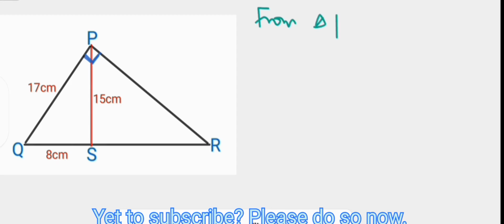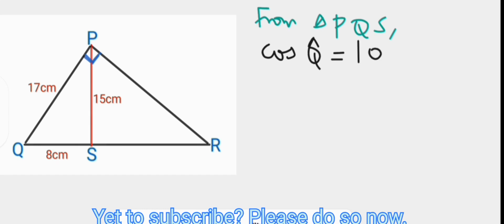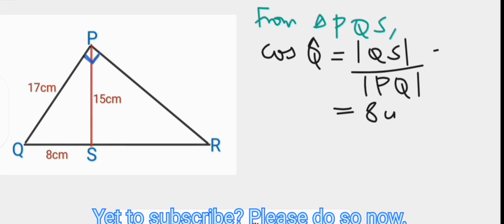triangle PQS, we have that the cosine of the angle Q must be equal to the length of the side QS, which is the adjacent side, over the length of the side PQ, which is the hypotenuse side. And the cosine of that is 8 centimeters over 17 centimeters, or just 8 over 17.